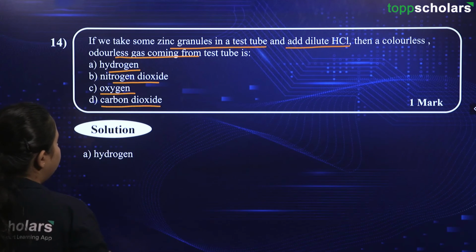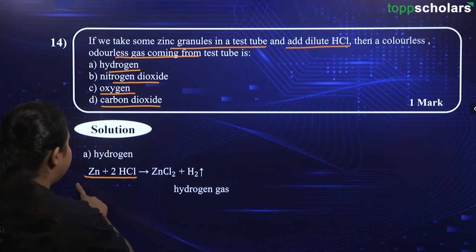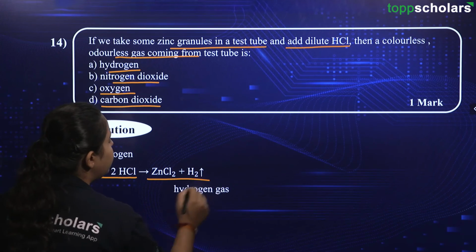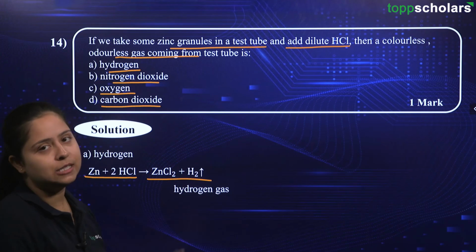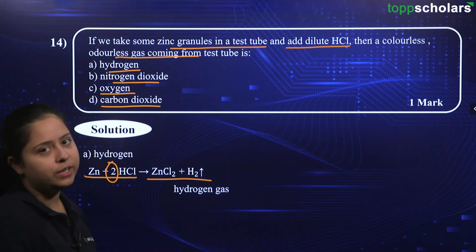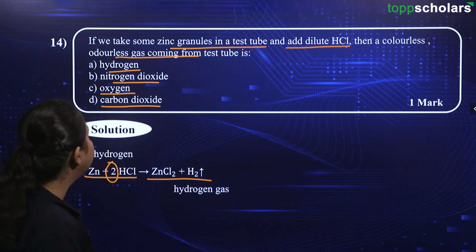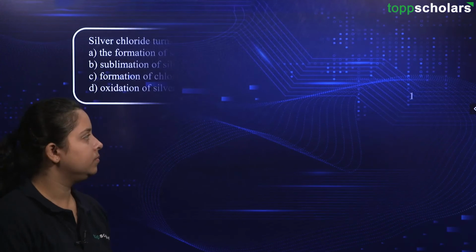So, here we have Zn which is reacting with HCl. So, Zn plus HCl give us zinc chloride. Alright. Zinc chloride is being produced and hydrogen gas is being released. Also, we need to balance the chemical equation as we have already talked. Okay. So, the correct answer is hydrogen gas.